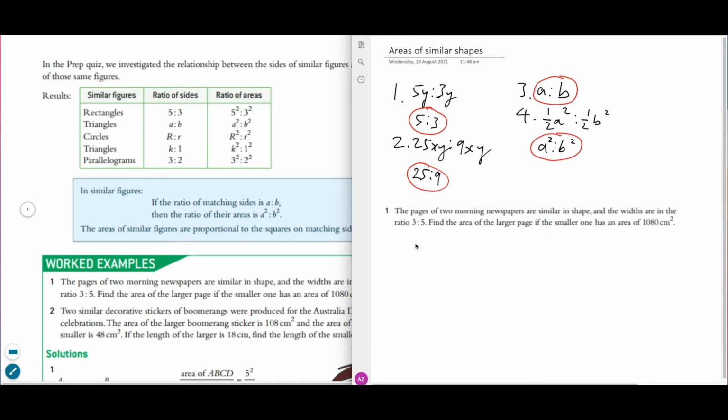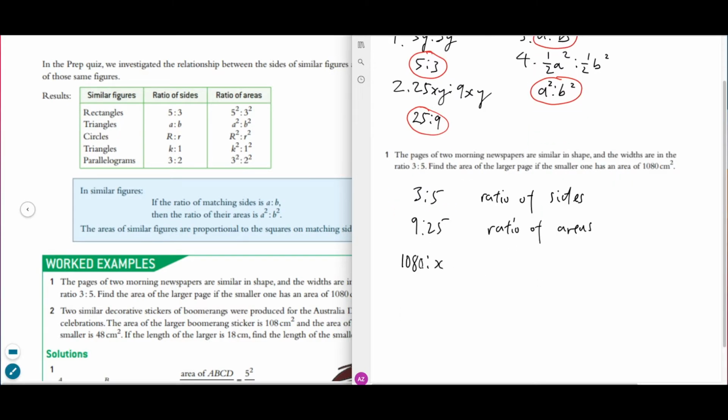Okay, so that means we know that the ratio of the sides is 3 to 5. So what should the ratio of the areas be? Well, it should be those numbers squared, so it should be 9 to 25. That should be the ratio of the areas. Now the question says, find the area of the larger page if the smaller one has an area of 1080. So 1080 represents the smaller one, and it's asking you to find the area of the larger one. So the 1080 matches with the 9. What should match with the 25?